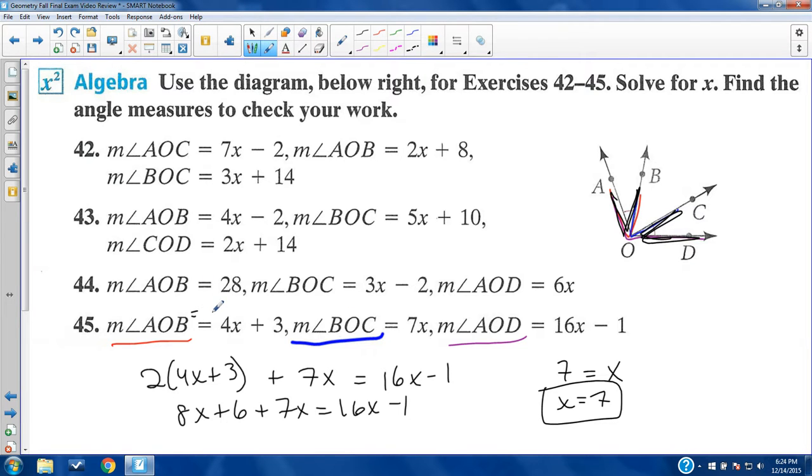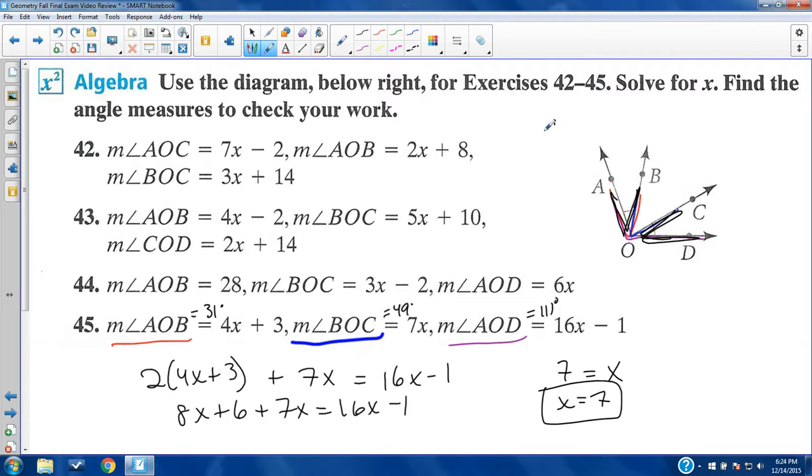So the measure of angle AOB, I'll just write it up here. 7 times 4 is 28. 28 plus 3 is 31. BOC is 7 times 7, which is 49. These are degrees. And AOD is 7 times 16. Oh, that's 112. Minus 1 is 111. To double check, if I double 31, I get 62. 62 plus 49 is also 111. So we're good. So those are angle measures.